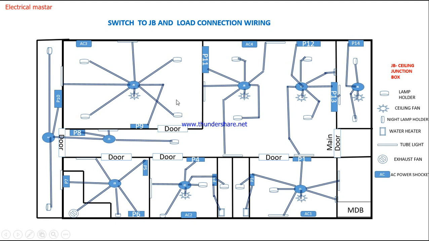See, like that. This is room number 3 and this is the hall. We are giving 2 JBs, so we are connecting the loads to 2 JBs.